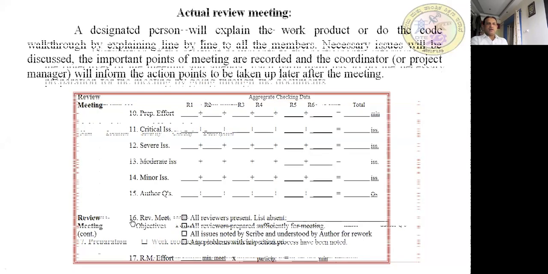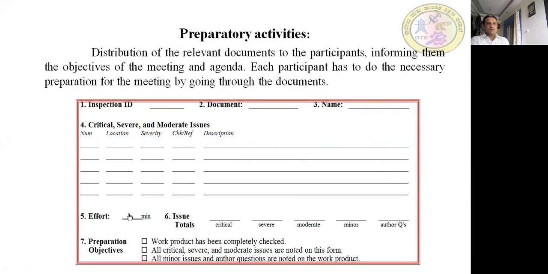Then what is the effort, how many persons, what are the total issues found, how many are critical errors, how many are severe defects, how many are moderate defects, minor, and any other things there, fine. Then these are the objectives. This should be filled by individual participants of the review team.